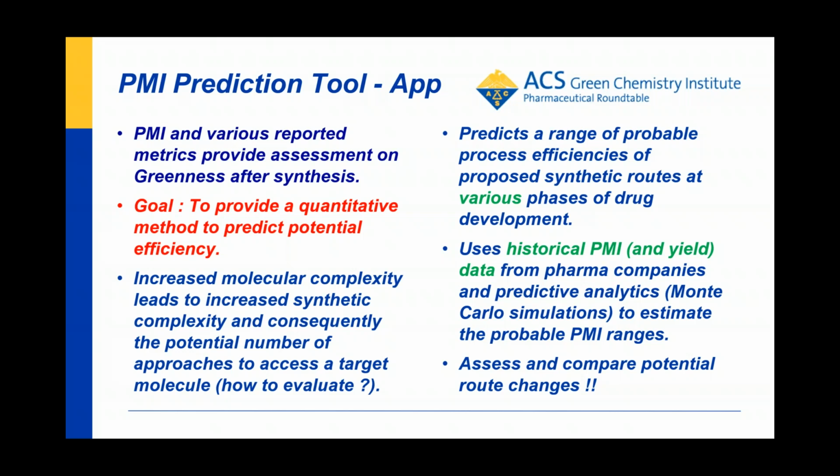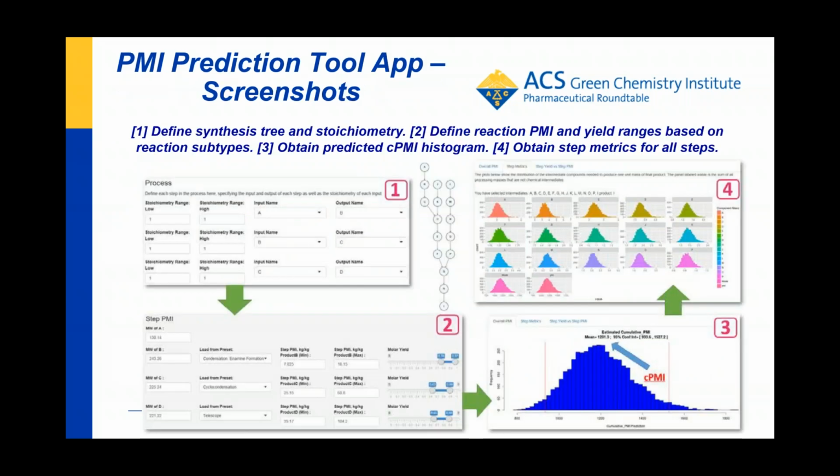What this enables you to do is a range of paper chemistry, and to assess and compare potential route changes on paper prior to going into the laboratory. The next slide shows a couple of screenshots and the workflow of how you do this. In the middle here, we talked about a convergent synthetic route. This shows how you put your synthesis together.